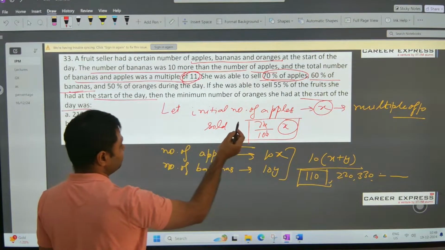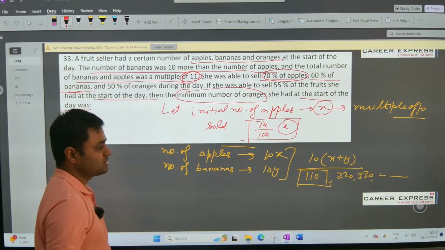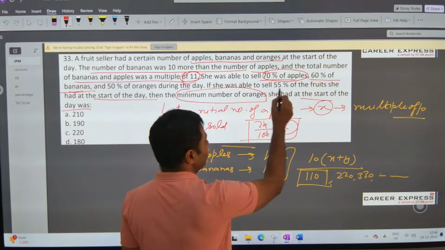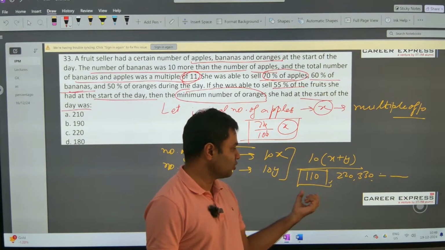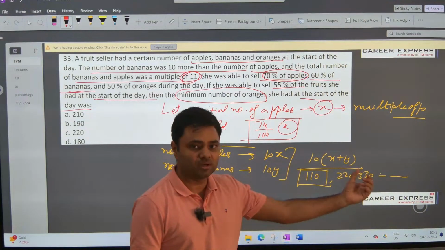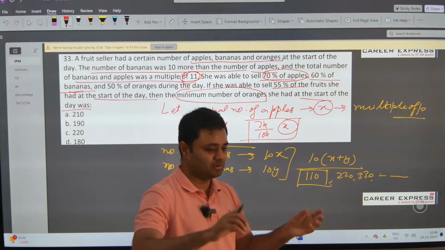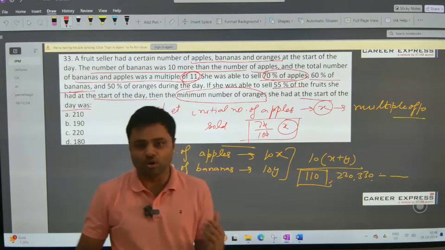Now because we have to minimize the number of oranges, we have to minimize the number of apples and bananas also, because she has to always sell 55% of the total fruits. If the number of bananas and oranges is more than 110, that means 220 or 330. So 55% of that will be proportionately higher. That means the number of oranges should also be higher.